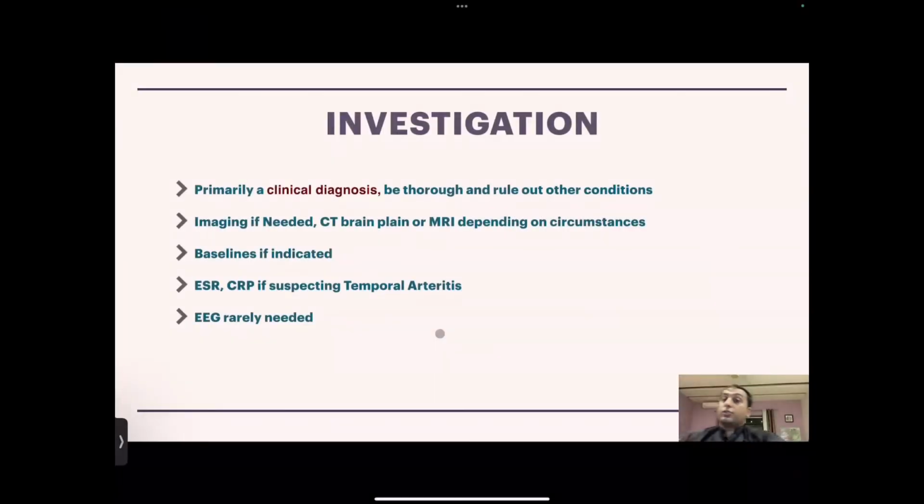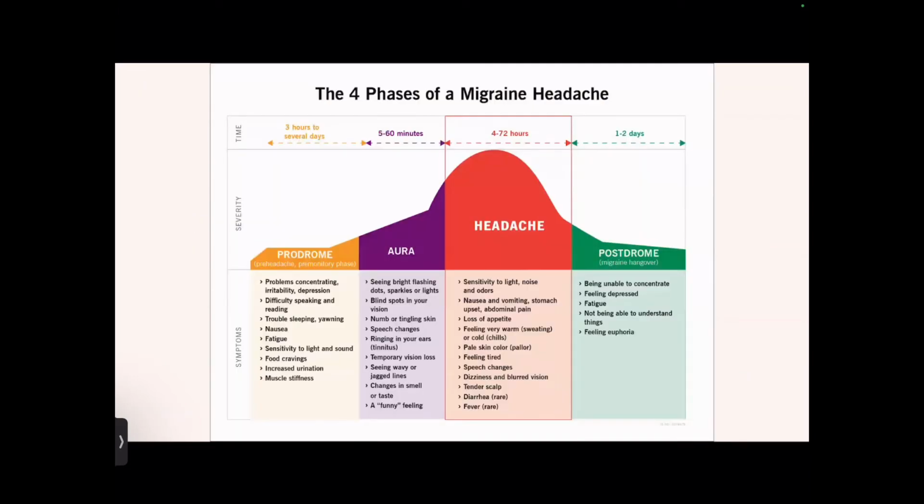Now we come to some of the investigations. Primarily, it is a clinical diagnosis. You must be thorough and rule out other conditions. Imaging, if needed: either get a CT brain plain or an MRI, prefer an MRI if you can. Baselines, if indicated: ESR, CRP, especially if you are considering temporal arteritis, somebody 50 plus who comes and you need to give steroids. EEG is very rarely needed, if ever.